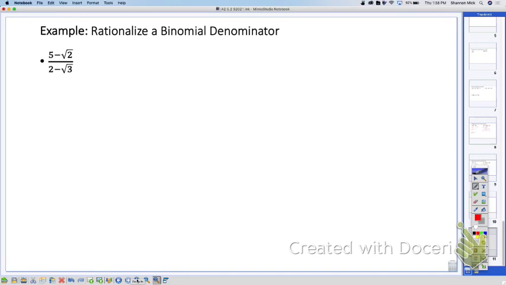Okay. So Evan, are you gonna try it for us? Kendra, do you want to try it? Sure. It's 2 plus the square root of 3. And can anybody tell me mathematically why we have to multiply the numerator by that as well?